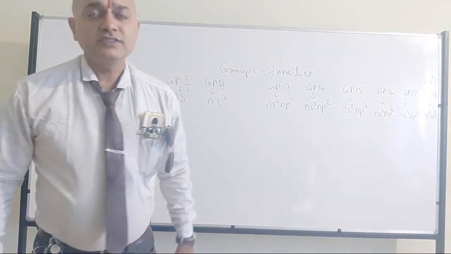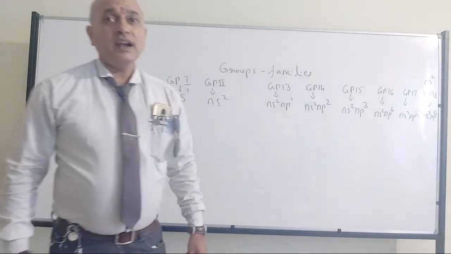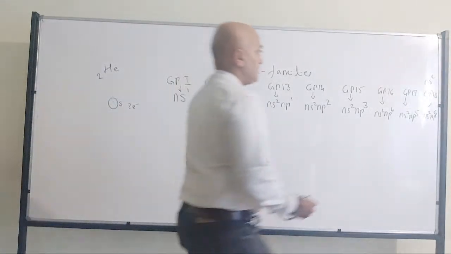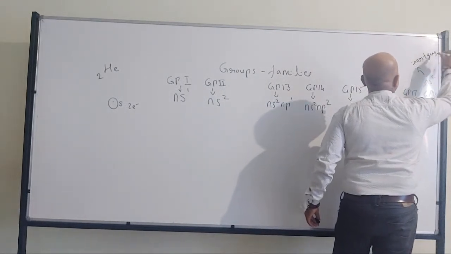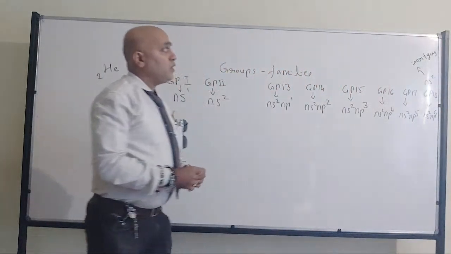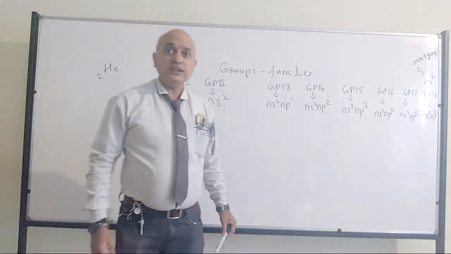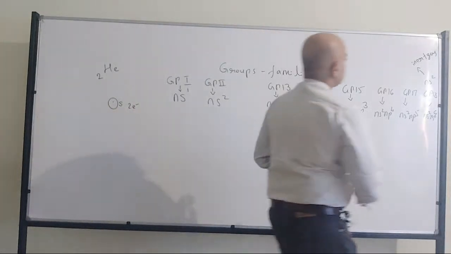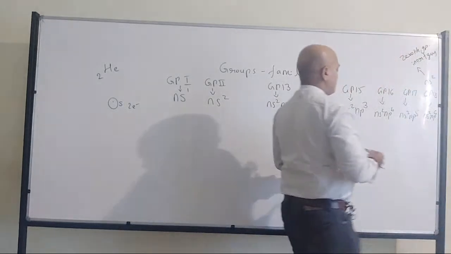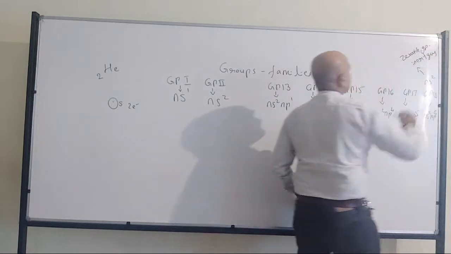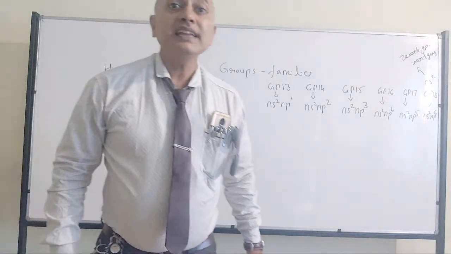So therefore, due to its low reactivity, group 18 elements are called inert gases. If you go with the old nomenclature, they will call it the zeroth group. They will call them zeroth group elements. Why are they inert gases? That is because they are very less reactive. So therefore they are called inert gases.